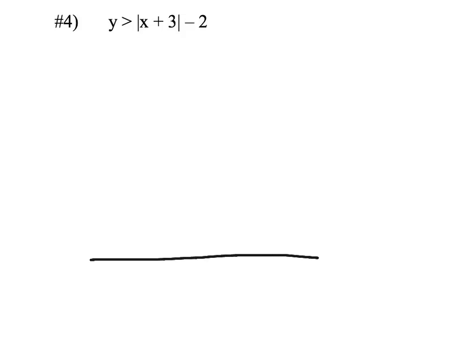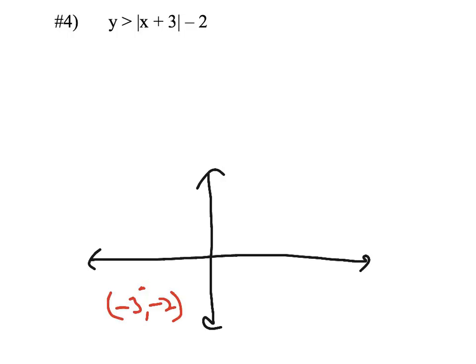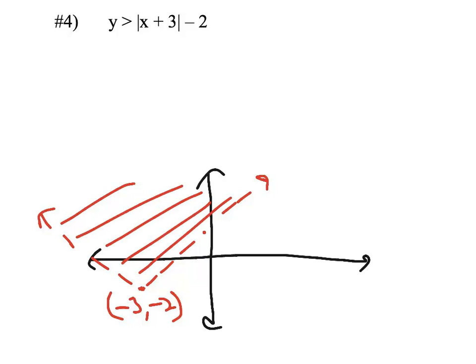Number 4, also an absolute value function. The plus 3 moves it to the left. The minus 2 moves it down. So let's say that we're at -3, -2. It says y is greater than, so it's a dashed boundary. It says y is greater than, so it's shaded above.